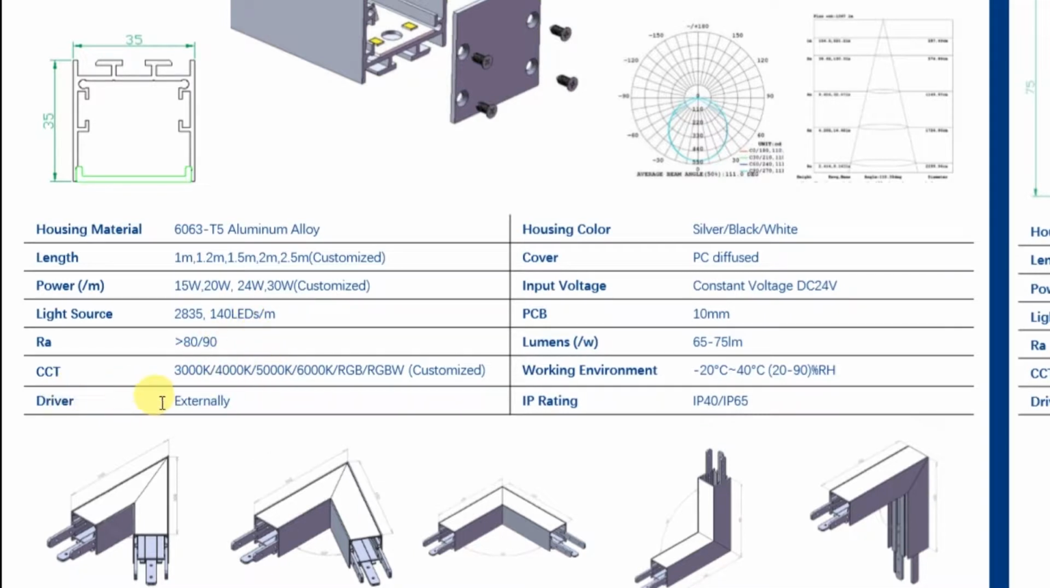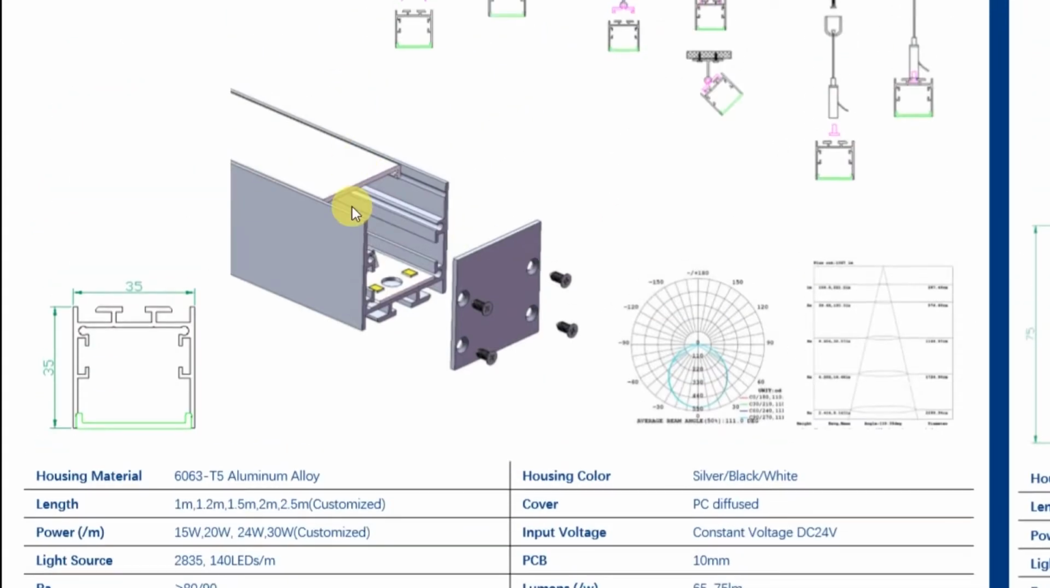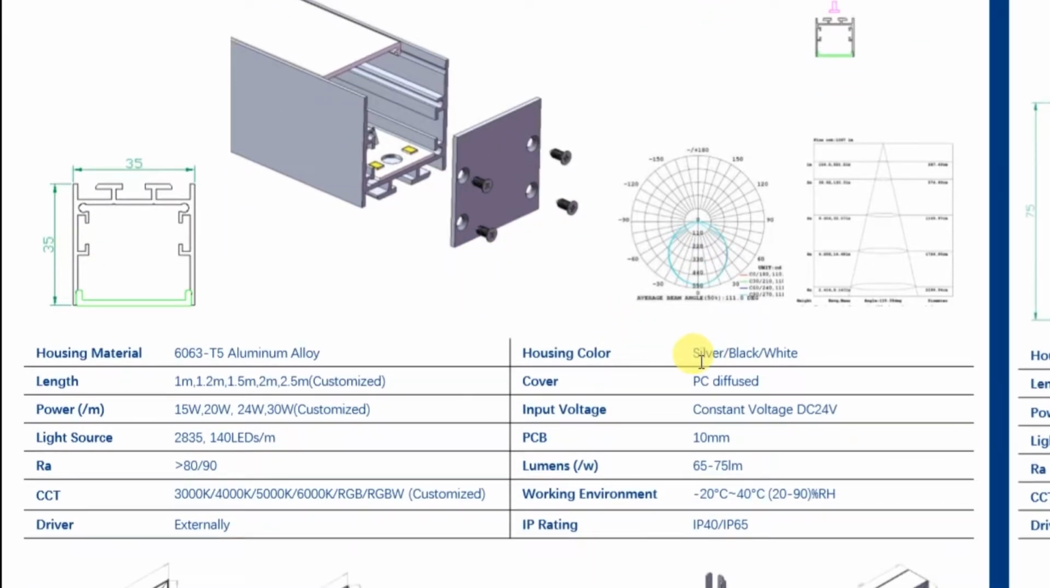And the driver is here externally. Sometimes this externally is also called remote type. And the housing color means the aluminum body color. Suppose they can only have three colors: silver, sometimes this silver is also called silver anodized, and black and white color.